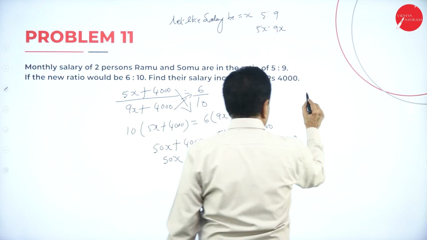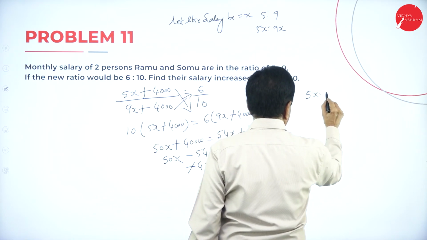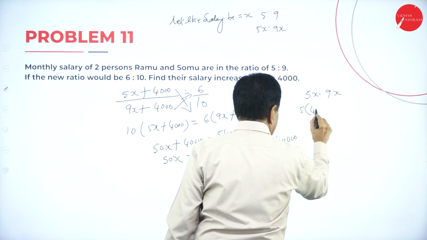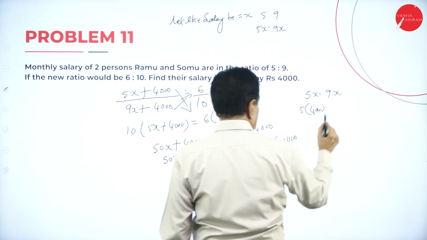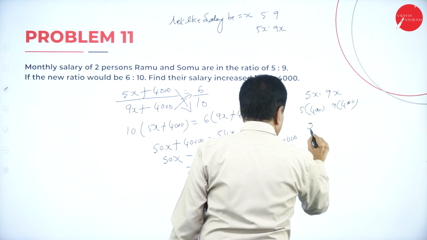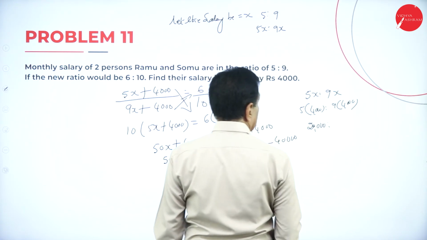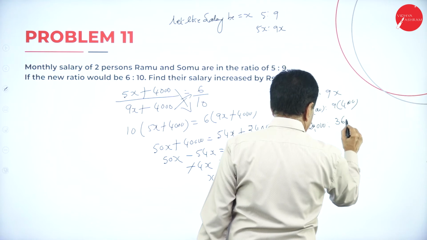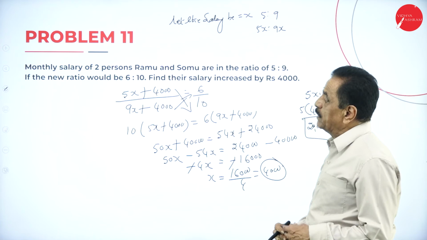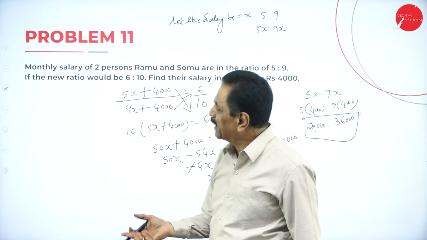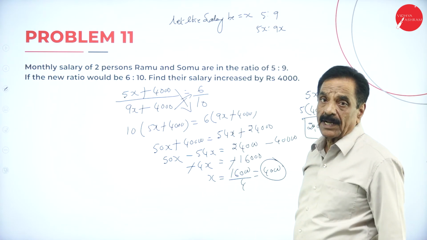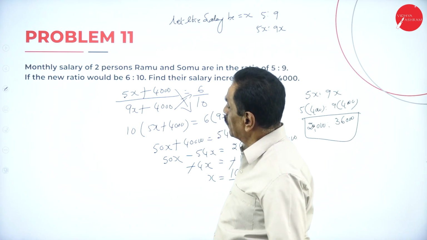So 5x is to 9x. 5 into 4,000, 9 into 4,000: 20,000 and 36,000. Same way, by chance, if they ask a decrease in the exam, it is minus, that's all. In the ratio of 6:10. Hope you understand. We have followed everything here.